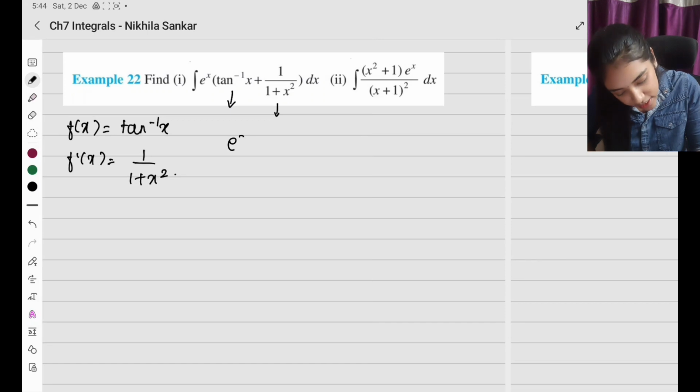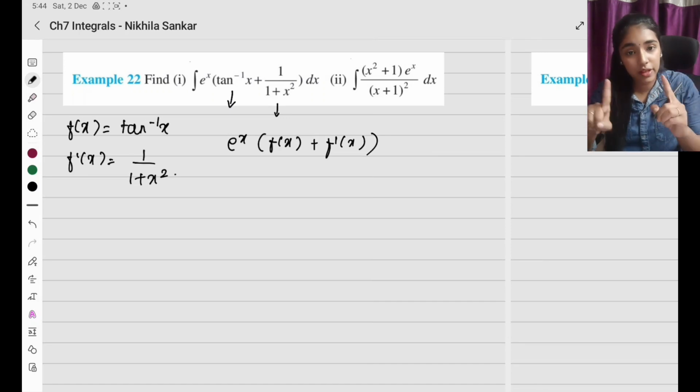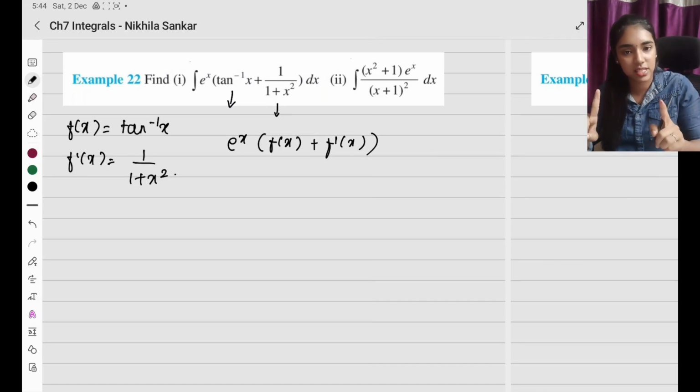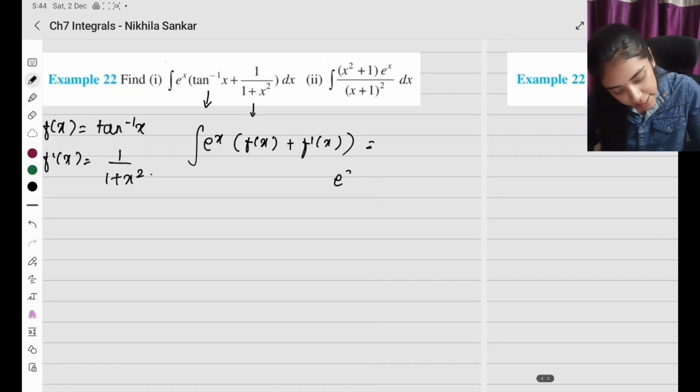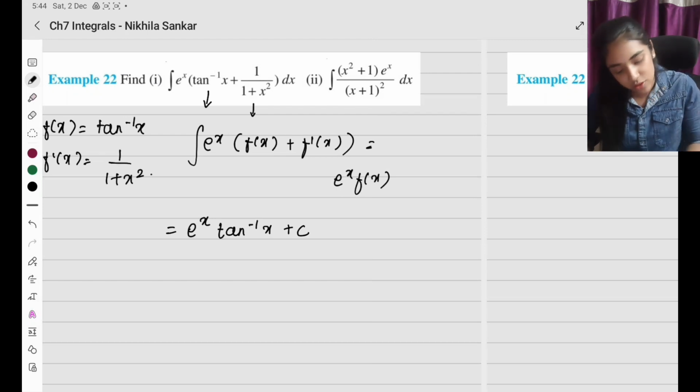So I see that this is of the form e to the x times f of x plus f dash of x. You have to identify what your f dash of x and f of x is. அப்பதான் இந்த formula apply பண்ண முடியும், பார்த்தோன்னே apply பண்ணக்கூடாது. So this integral basically gives, answer is e to the x times f of x. So இந்த இடத்துல answer என்ன? It is going to be e to the x times f of x, which is tan inverse of x plus c. So this is my answer.